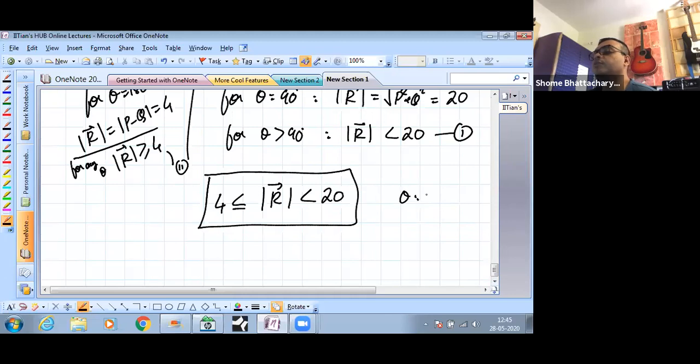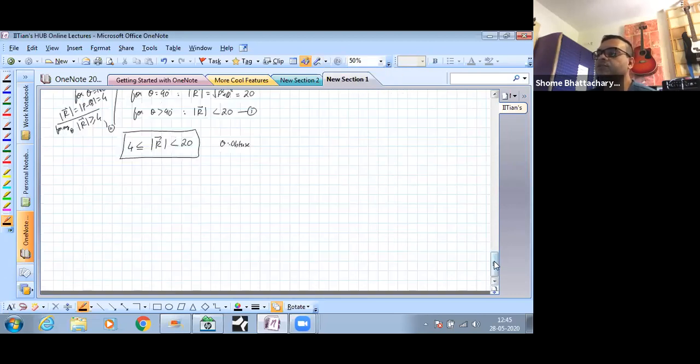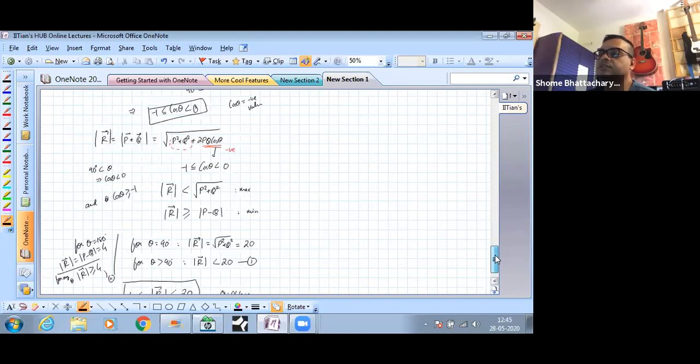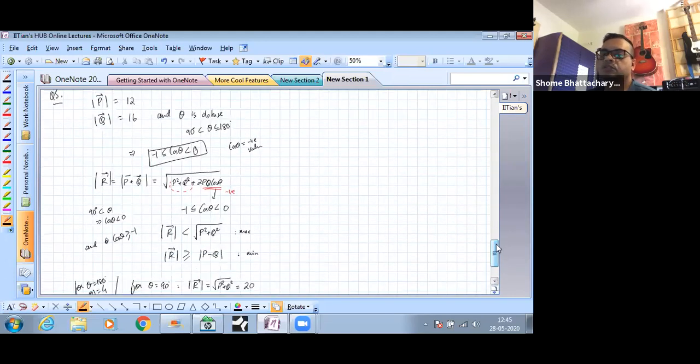Because theta is obtuse. If nothing was said about theta, then it would have a larger range, from P minus Q to P plus Q. But here it's said that it's an obtuse theta, so it's becoming limited by this. Okay, so just go through this question, people.